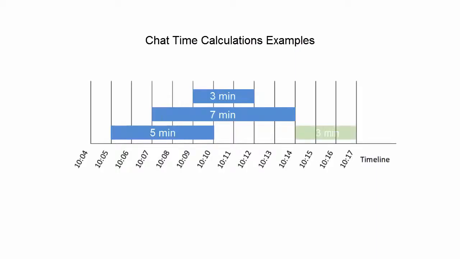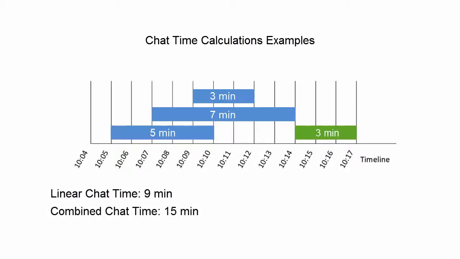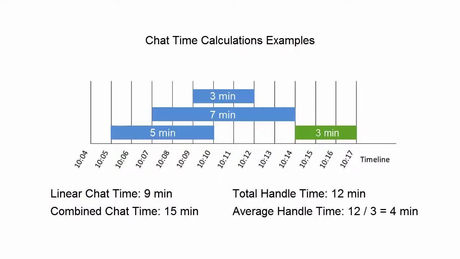Then the agent goes into not ready mode to finish work on these chats. The total linear time for chats is 9 minutes. If needed, we can also report the total combined time of 15 minutes for all 3 chats. Most often, we need the linear time of 9 minutes plus the 3 minutes of not ready time, which makes the total of 12 minutes. Since the chats overlap, the true average handle time for this example is 4 minutes, calculated as 12 divided by 3 chats.